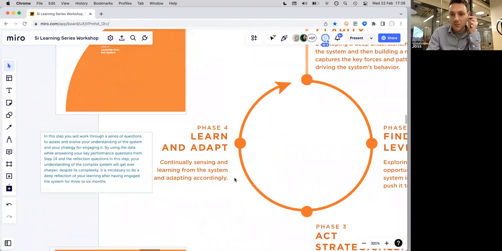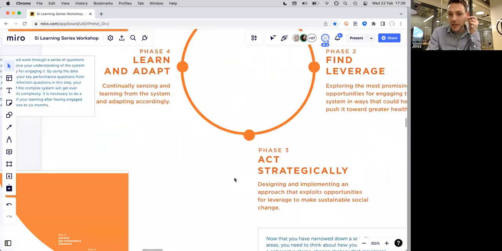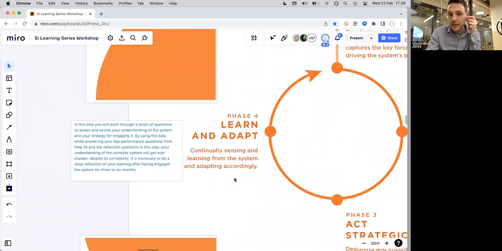Okay, so the fourth section here is around exactly that, learning and adapting, continuously sensing and learning from the system and adapting accordingly. In this step, you'll work through a series of questions to assess and evaluate your understanding of the system and your strategy for engagement. By using the data whilst answering your key questions from the previous step, the reflection questions in this step, your understanding of the complex system will get sharper. Despite its complexity, it's necessary to do a deep reflection on your learning after having engaged the system for 3 to 6 months.